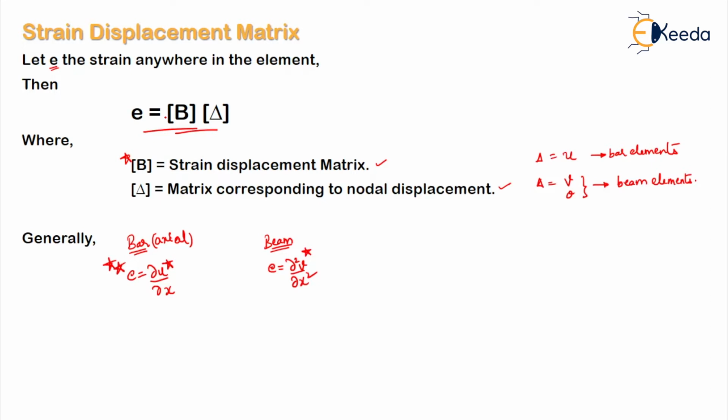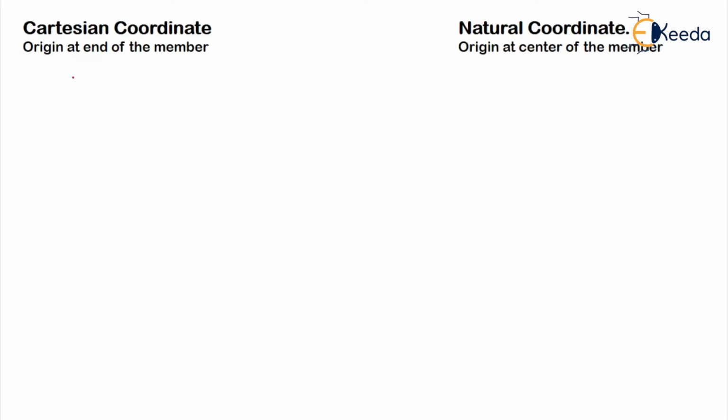Now let us see how to find the strain displacement matrix for a two noded 1D bar element. We'll do it by both methods, Cartesian coordinate as well as natural coordinate. In the Cartesian coordinate, we take the origin at the end of the member. This is node 1, node 2, and this is the origin. This value is nothing but x. The displacement here is u1, the displacement here is u2, and the total length of the bar is L. Now take some random point P of x, where the displacement will be u.